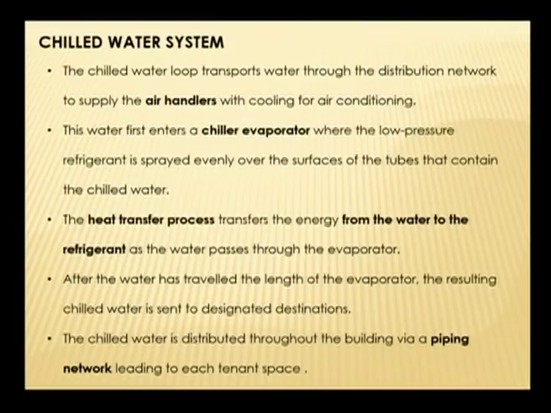So, this water first enters a chiller evaporator where the low pressure refrigerant is sprayed evenly over the surfaces of the tubes that contain the chilled water. The heat transfer process transfers the energy from the water to the refrigerant as the water passes through the evaporator. So, basically there is warm water which is going through the tubes or pipes. When the refrigerant is sprayed on top of it, the refrigerant absorbs the heat from the water, thereby cooling the water, and then this cold water is transported to different areas.